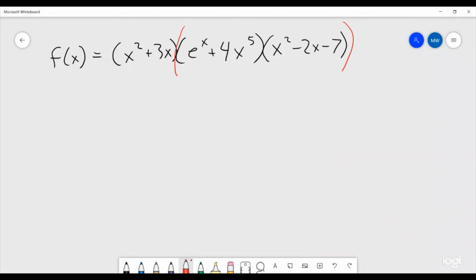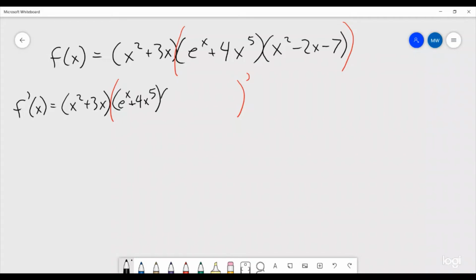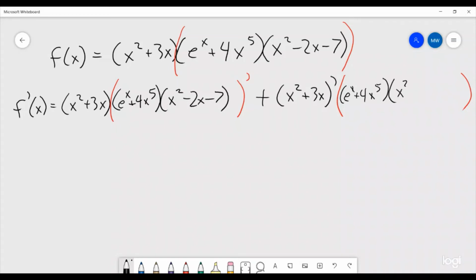So we are going to clump the last two together as one function. So we can say that f prime of x is going to be first times the derivative of the second, so x squared plus 3x times that whole thing prime, so that's going to be the e to the x plus 4x to the fifth times x squared minus 2x minus 7 prime, plus the first one prime, x squared plus 3x prime, times the entire second one, which in this case is not going to be taken the derivative of, so e to the x plus 4x to the fifth times x squared minus 2x minus 7.